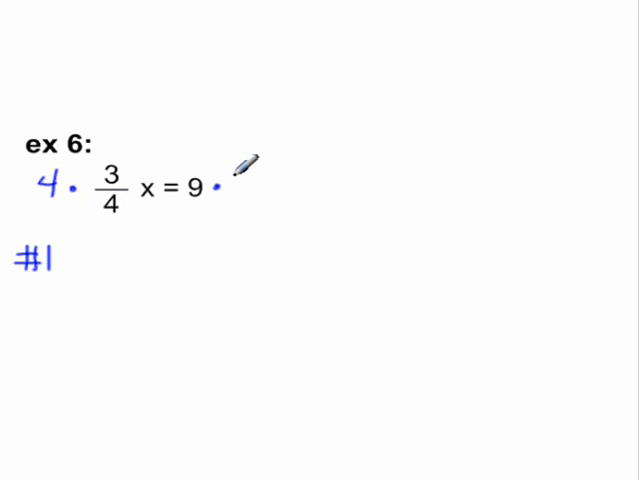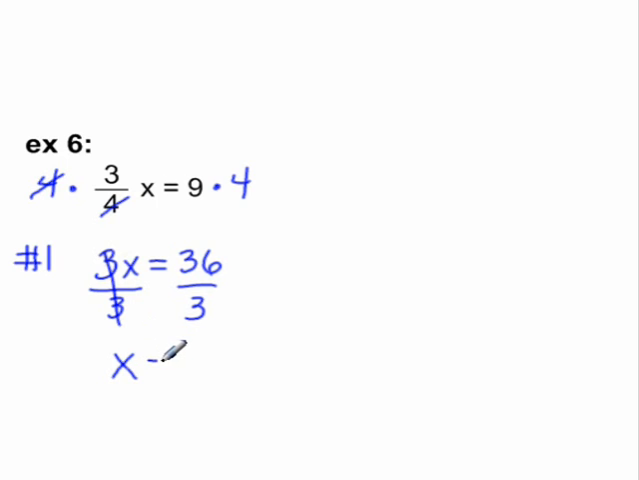So I'm going to multiply both sides by 4. When I do that, my 4's cross out on the left side, and I have 3x is equal to 36. Then we divide both sides by 3 since 3x is a product. My 3's will turn into a 1, so I'll cross those out. And 36 divided by 3 is 12. I've got x by itself, I've got my answer. That's the first way to solve it.